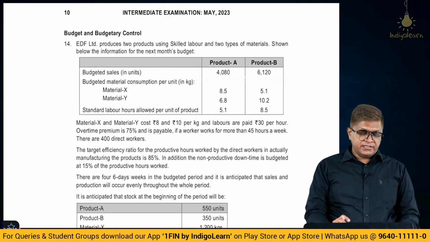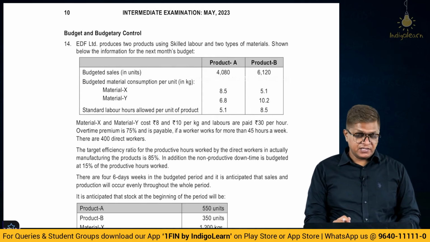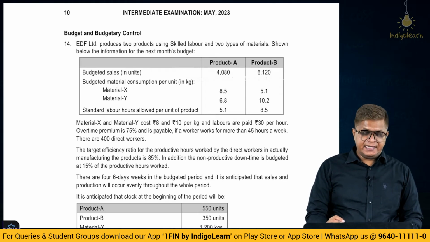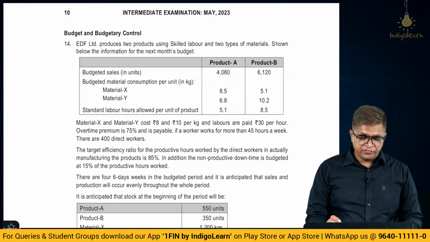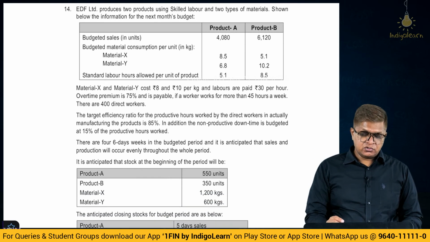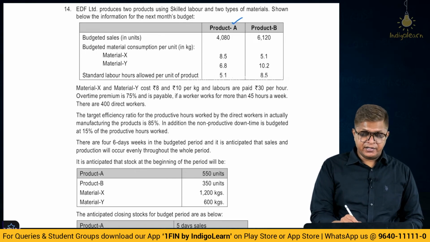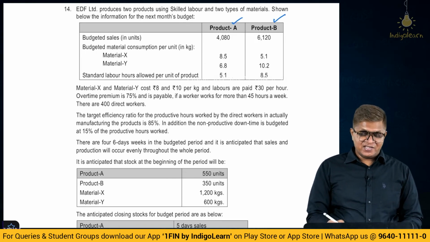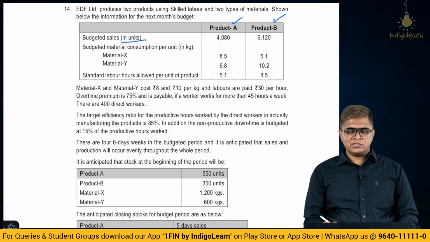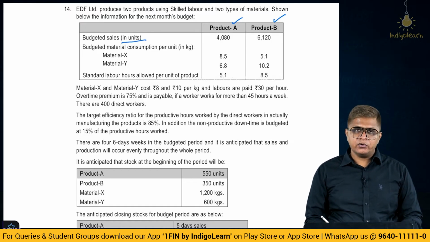Let's look at the next question. Now this is from budget and budgetary control. EDF Limited produces 2 products using skilled labor and 2 types of materials. Shown below is the information for the next month's budget. So they have given us product A, product B, the budgeted sales in units. So we are going to sell 4080 units of product A and 6120 of product B.